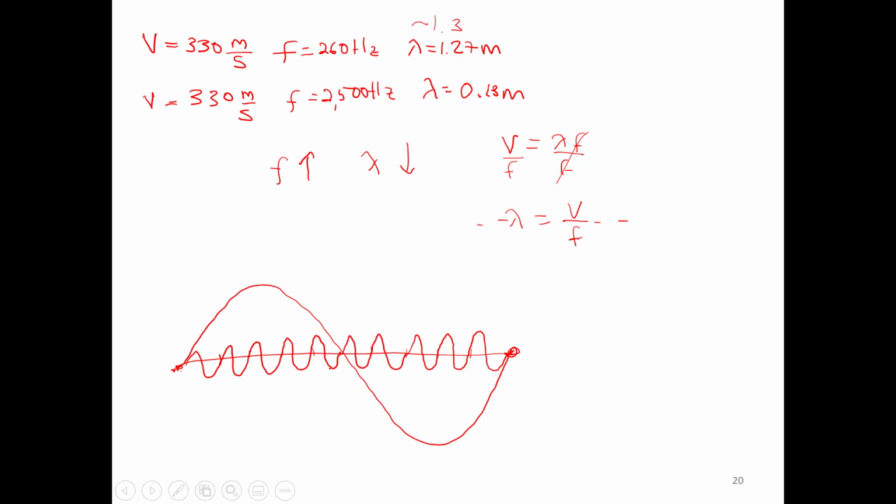If the wavelength is larger, then the frequency is small, meaning how many cycles per unit time. But if the wavelength is a small value, then the frequency increases. There are more cycles per unit time. Then this wave is low frequency. This wave corresponds to a high frequency wave.